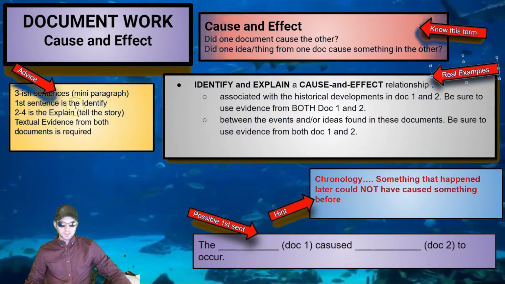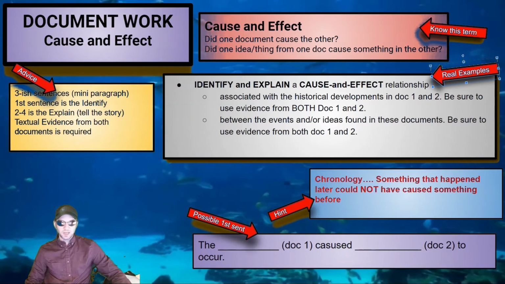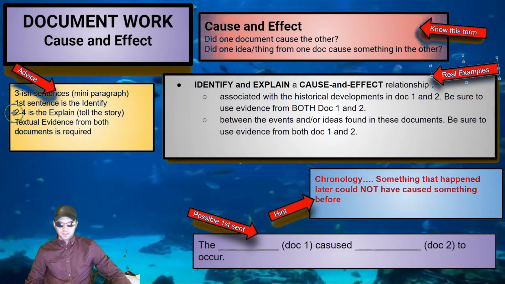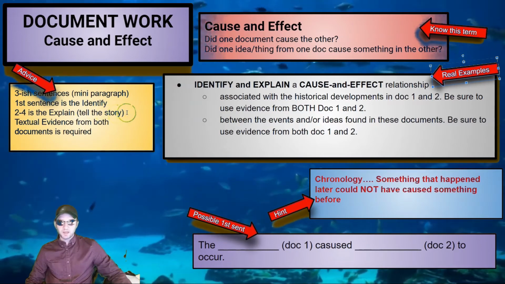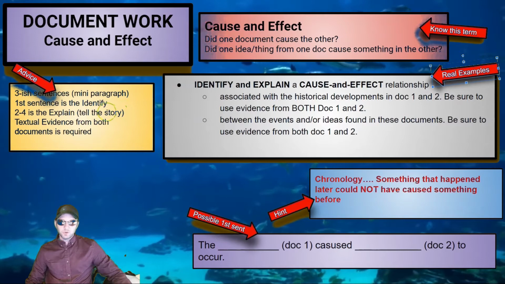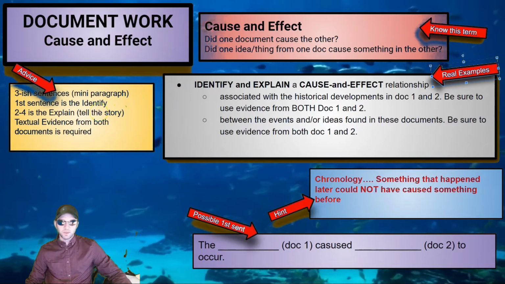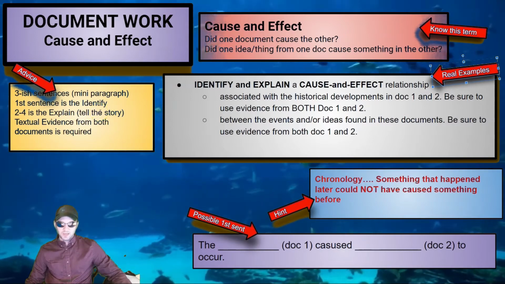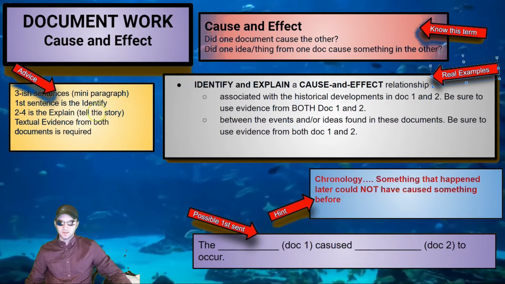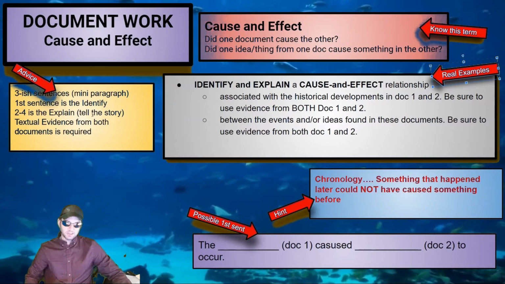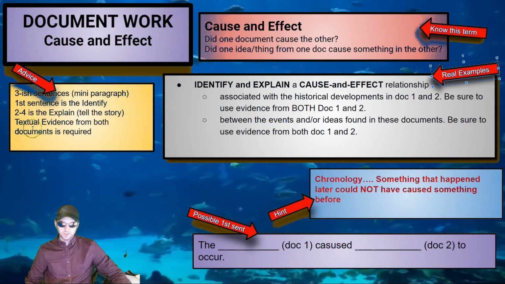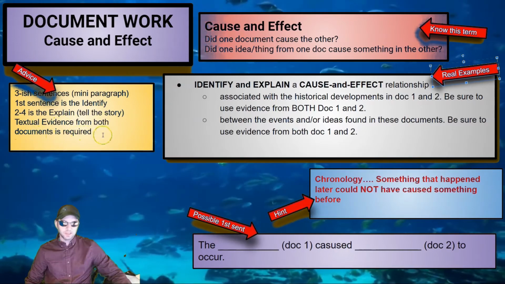I think the first sentence should be your identify, where you say what caused what. Sentences 2 through 4 are the explain part, where you tell the story and you back up your claim. Mostly you're going to be telling how one thing caused the other. Really go into detail. Step 1 went to step 2, step 3, and ultimately we got to the end step. You're using textual evidence from both documents and it is required.